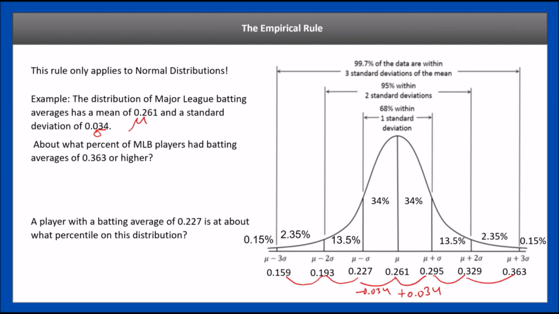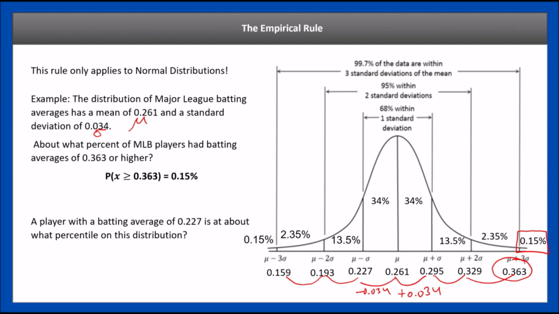And then now we want to look for, okay, we're looking for 0.363 or higher. So we're looking for this, right? So 0.363 or higher. Well, that leaves us with this section of the curve, right? 0.15. And so that's our answer. It's 0.15% had a batting average of 0.363 or higher. So this is the proportion or the probability that x, the batting average, is greater than or equal to 0.363 is 0.15%. Okay, so that's how you write it out with the symbols.